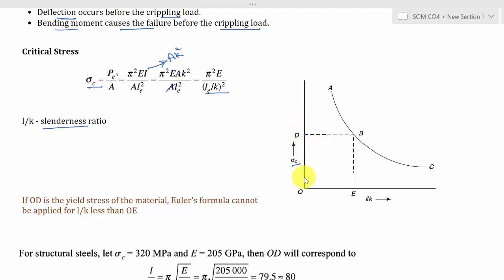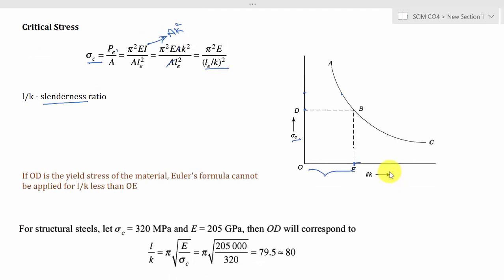So when you consider the yield stress as OD, then the crippling load can be applied only after the E point, because before the E point, if you draw a line like this, then in between O and E the stress value is maximum. But if you consider a maximum stress, then the material will fail because of the yielding. So when you consider the point OD, then your L by K should be greater than this E point. So that is the main criterion about Euler's equation.